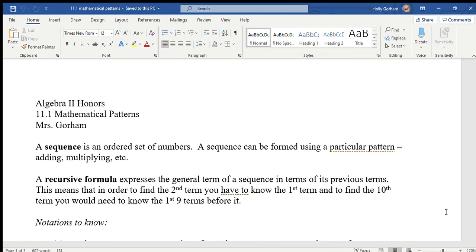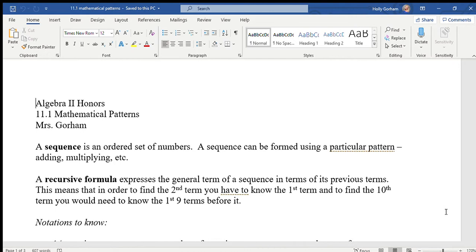Chapter 11 deals with sequences and series. Specifically, we're going to talk about two types of sequences. We're going to talk about arithmetic and geometric. However, there are more than just that. So this first section, we're just talking about mathematical patterns and how sequences are formed.